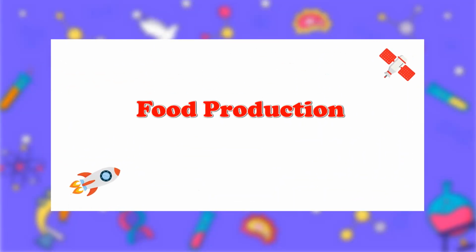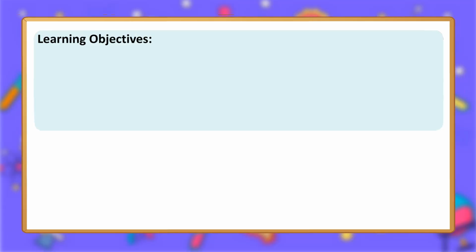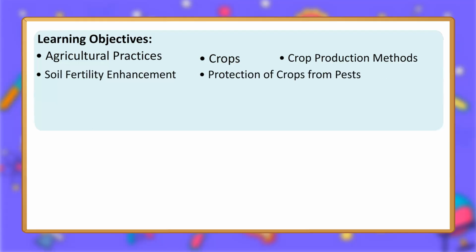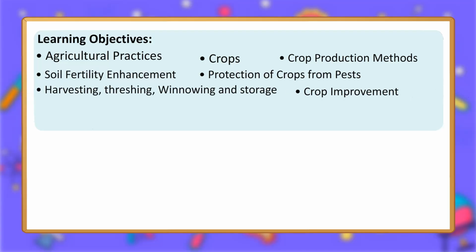Food production. Learning objectives. Agricultural practices. Crops. Crop production methods. Soil fertility enhancement. Protection of crops from pests. Harvesting, threshing, winnowing and storage. Crop improvement. Nitrogen cycle. Food from animals.